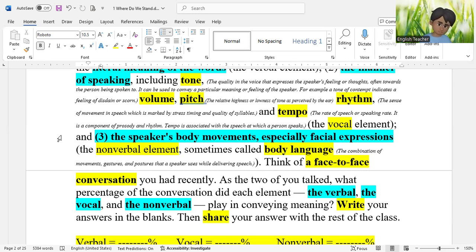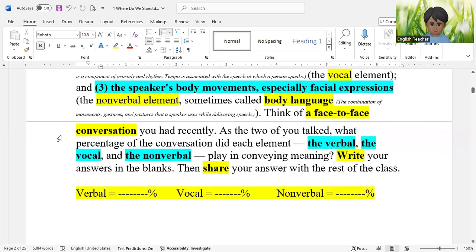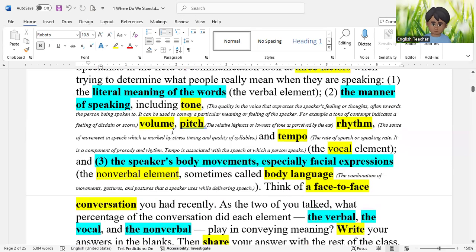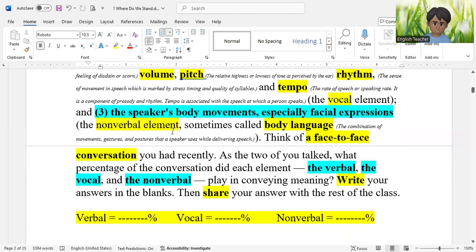Now, when people have face-to-face conversation, like in the classroom with your classmate sitting next to you, they use both verbal element as well as non-verbal element, right? When two of you talk, then your conversation may have the verbal element, the vocal element, and the non-verbal element. Sometimes there is more non-verbal element, sometimes there is more verbal element. Now, there is a question here. Write your answers in the blanks, then share your answers with the rest of the class. You can do this, or you can just omit it, no problem.